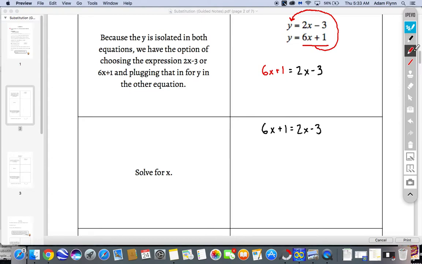And now I'm just going to solve. Okay, so in order to do that, I'll get all my x's on one side and all my numbers on the other. So I'll subtract 2x, cancel the 2x's out on the right side. And then I can subtract 1 from both sides to cancel the numbers out on this side. So if I simplify this, 6x minus 2x is going to be 4x. And negative 3 minus 1 is going to be negative 4.